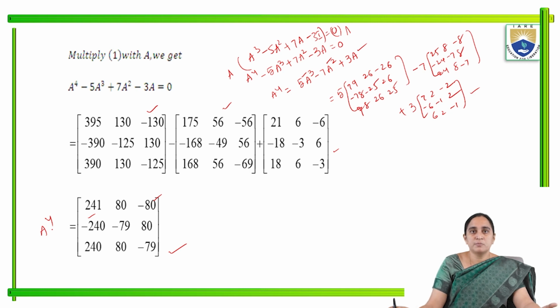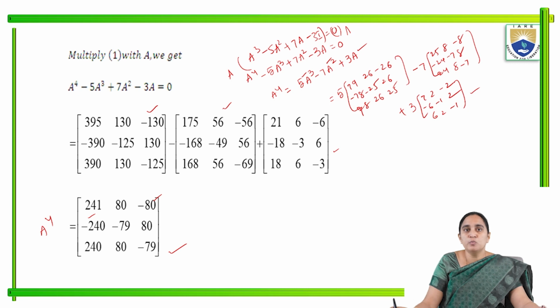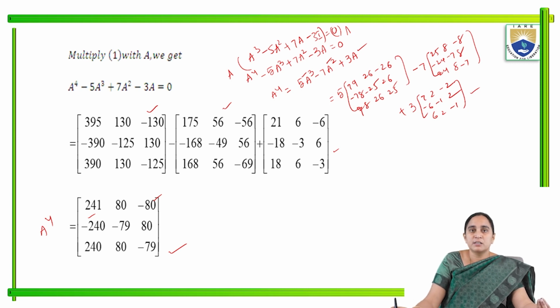This is the concept of using the Cayley-Hamilton theorem. We have to prove A inverse and A power 4, and sometimes they ask us to show that the given matrix satisfies its characteristic equation. That means we have to verify whether the given matrix satisfies the Cayley-Hamilton theorem or not. In the two questions, the given matrix satisfied the Cayley-Hamilton theorem statement, and after that we found A inverse and A power 4. This is the concept of the Cayley-Hamilton theorem.